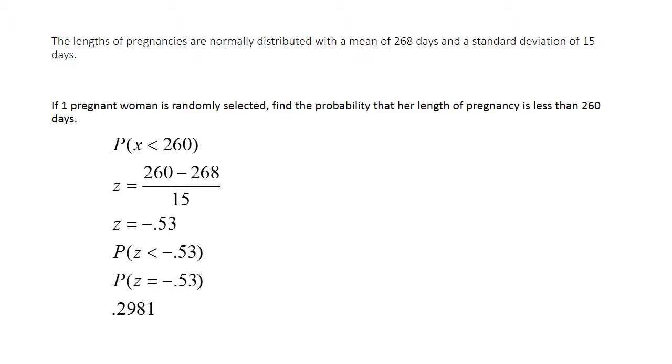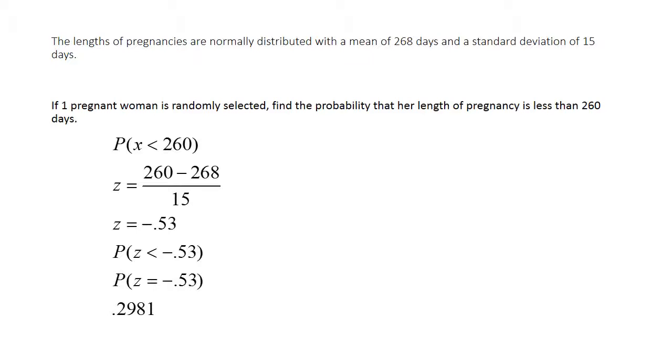First, convert 260 to a z-score. We have z equals (260 minus 268) divided by 15. The z-score equals negative 0.53. We're asked then to find the probability that z is less than negative 0.53. The probability is 0.2981 with the z-score of negative 0.53.